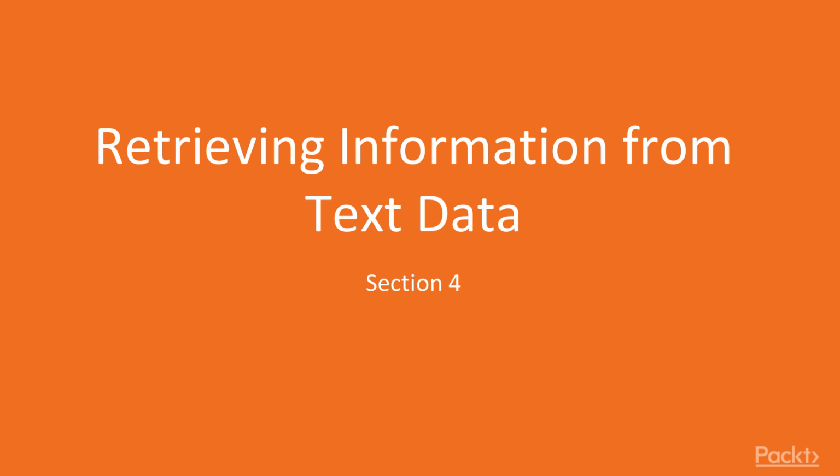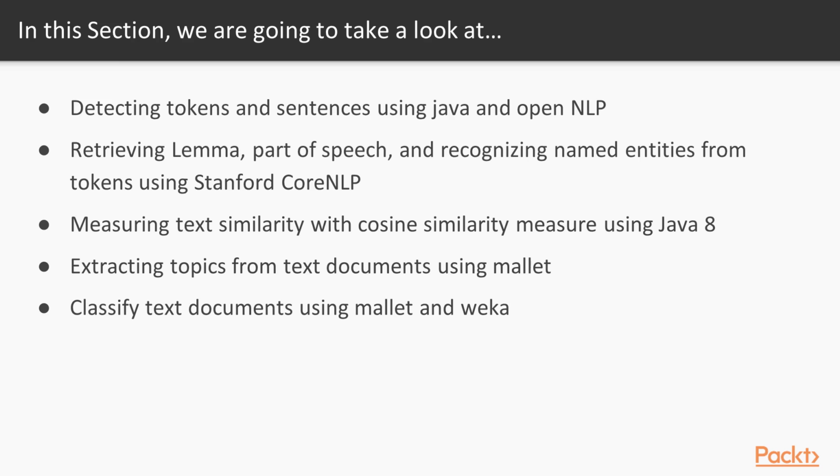Hello everyone, welcome to the new section, Retrieving Information from Text Data. In this section, we will detect tokens and sentences using Java and OpenNLP. We'll then retrieve lemma, part of speech, and recognized named entities from tokens using Stanford CoreNLP. We'll also measure text similarity with the cosine similarity measure using Java 8.